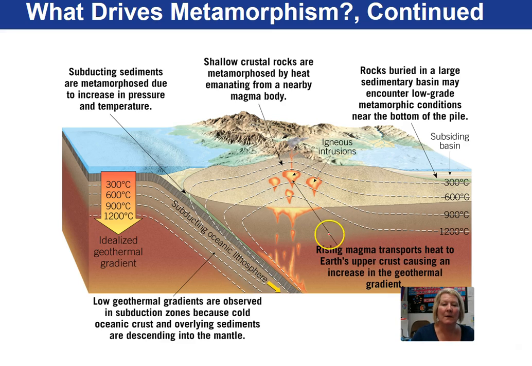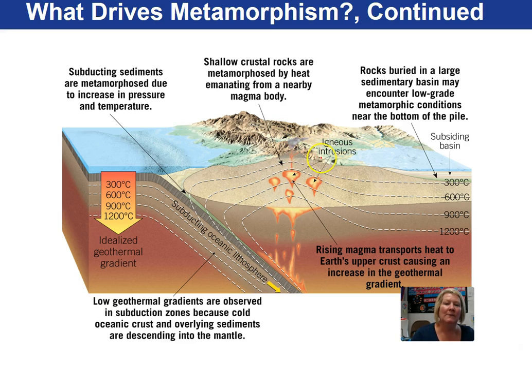So magma moving up, differentiating into the upper crust causes an increase in the geothermal gradient. So these rocks right in this area could be metamorphosed by heat from this magma body, and we'll get into the type of metamorphism called contact metamorphism later in this chapter.